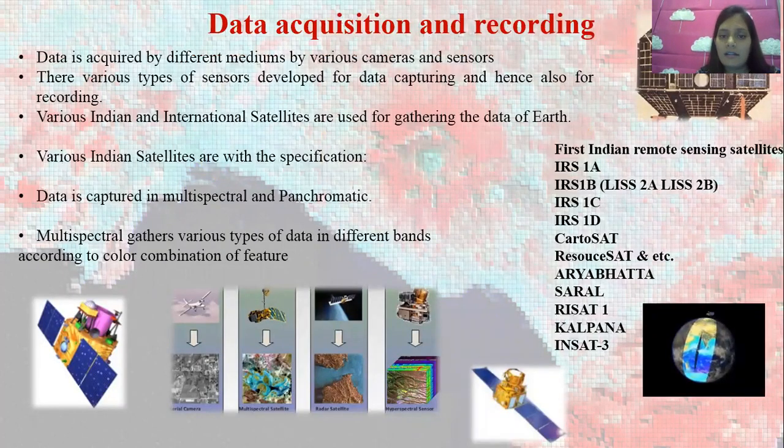Yes, in detail, very well we have understood this. In data acquisition and recording, there are panchromatic and multispectral data. However we want to capture the data, we are making the sensor. Which was the first sensor? The first sensor was Aryabhatta. And then we started the series of which sensors? That is the Indian Remote Sensing sensors, that is 1A, 1B, 1C, 1D and so on.